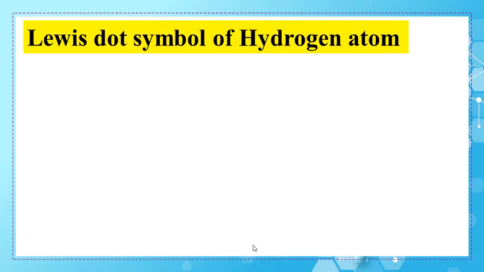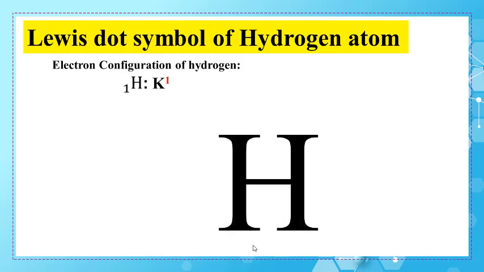Example 1. Writing the Lewis dot symbol of hydrogen atom. First, we have to write the electron configuration of hydrogen, which is K1. The number of valence electrons is 1. This electron will be placed on one of the 4 sides of this hydrogen atom. This is the Lewis dot symbol of the hydrogen atom.